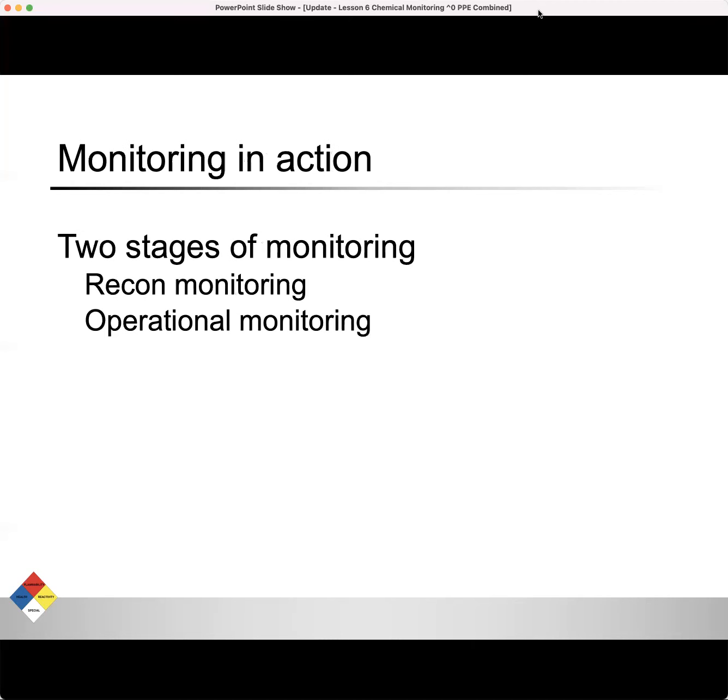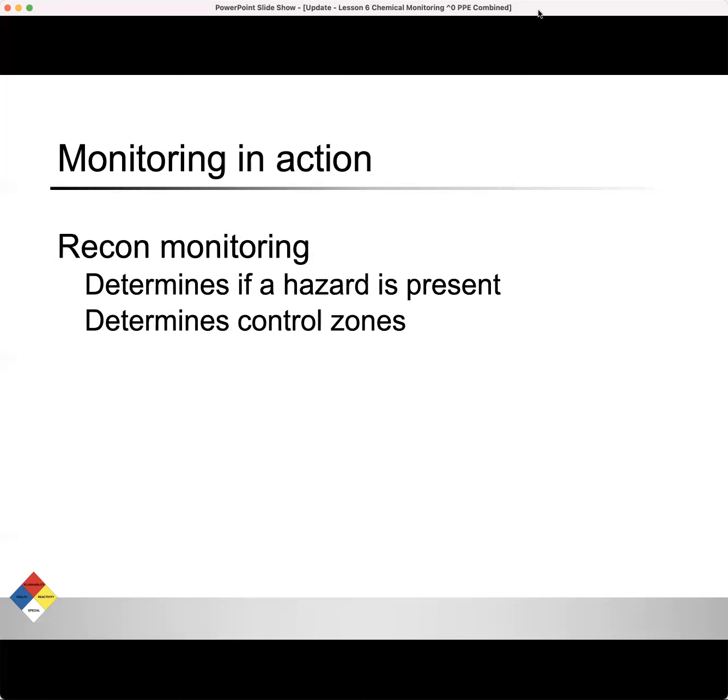There are two stages of monitoring. There's recon monitoring and there's operational monitoring. Recon monitoring determines if a hazard is present. Sometimes we get called, we take out our monitors, and we don't pick anything up. We want to make sure that it's present. Also, recon monitoring is going to help us determine our initial control zones. We need to know where the hazard is so we can know how to keep people out of it and where it's going. Recon monitoring, getting information about the scene, layout of the scene.